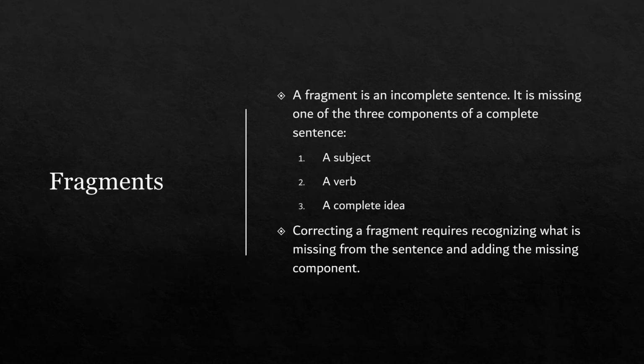Most students are aware of fragments, but there are ways in which fragments still appear in student writing. A fragment is an incomplete sentence. It is missing one of the three components that makes a sentence complete: a subject, a verb, and/or a self-contained idea. That is, the sentence does not need any other sentences to be understood by the reader. Correcting a fragment requires recognizing what is missing from a sentence and adding the missing element.